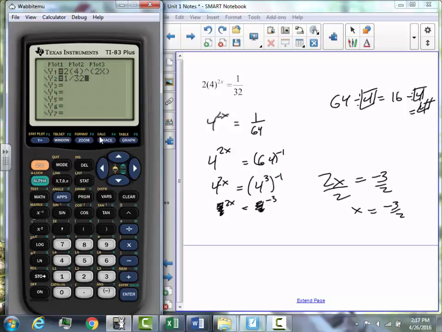1 over 32. Now, here's the one issue with graphing. You do have to have a little bit of knowledge of what these graphs are going to look like before you start graphing, because there's a good chance that these graphs are not going to show up very nicely for you. So, I'll press Zoom 6 and graph it, but I have to kind of know what to expect.